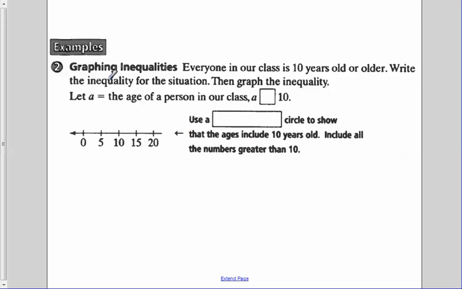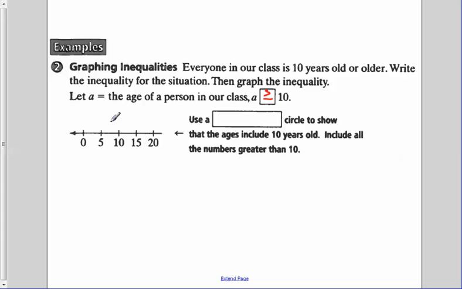So let's look at now graphing them. Everyone in our class is 10 years old or older. Write the inequality for the solution. Then graph the inequality. So they gave us our variable, so we have to use A for the age of each person in our class. So A is, and we have to look back at our sentence. Everyone in our class is 10 years old or older. A is everyone's age. So everybody is 10, equal to 10. Or older. So A can be greater than 10 too.